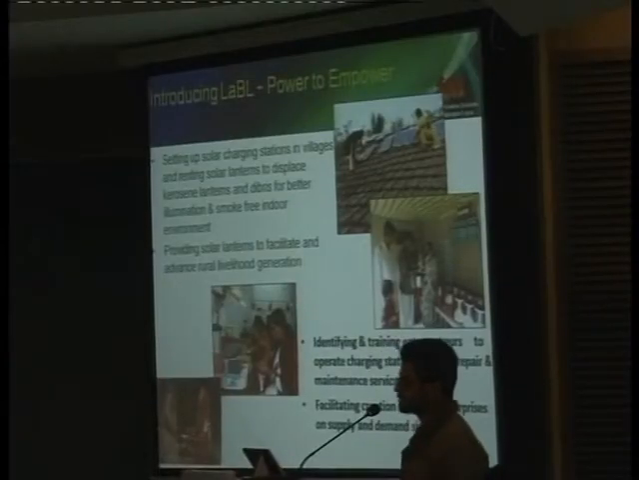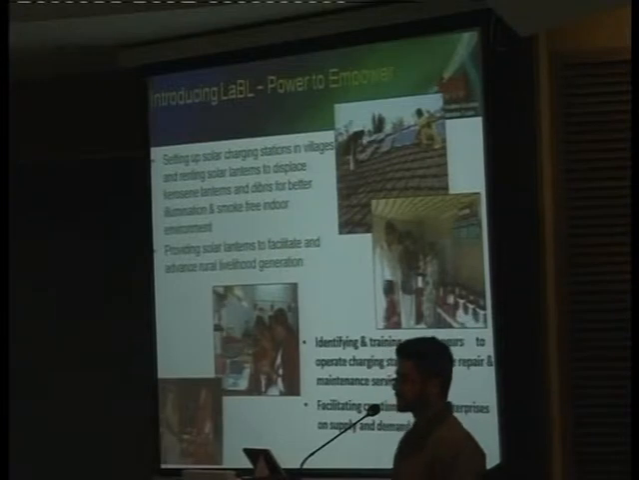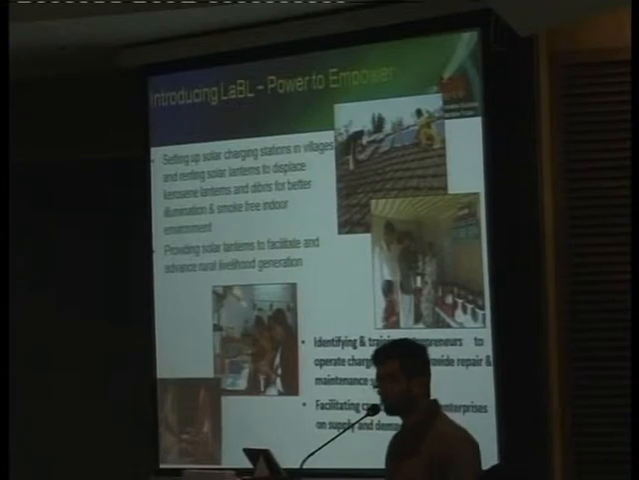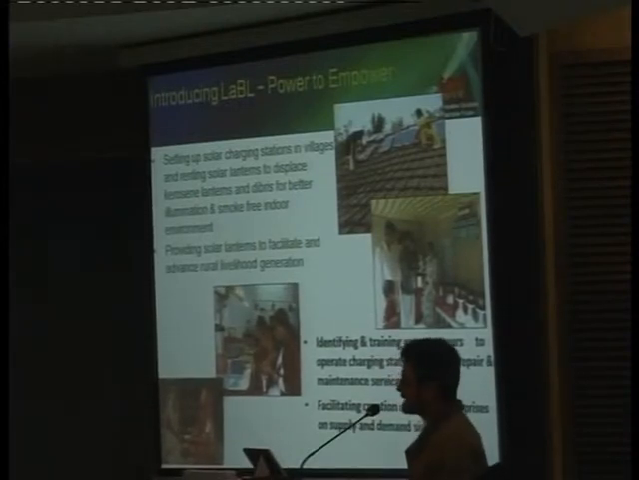So what is LABL? The motto is power to empower. How does it work? Set up solar charging stations in villages and rent out solar lanterns to displace kerosene lanterns and diyas for better illumination and a smoke-free indoor environment. Produce solar lanterns to facilitate advanced rural livelihood generation. So it's actually doing two things. It is essentially providing power, so people are getting jobs in establishing solar panels, manufacture of solar panels, as well as installation of solar panels.